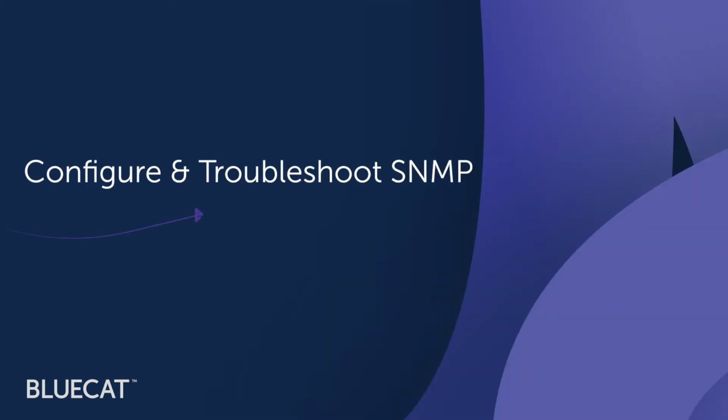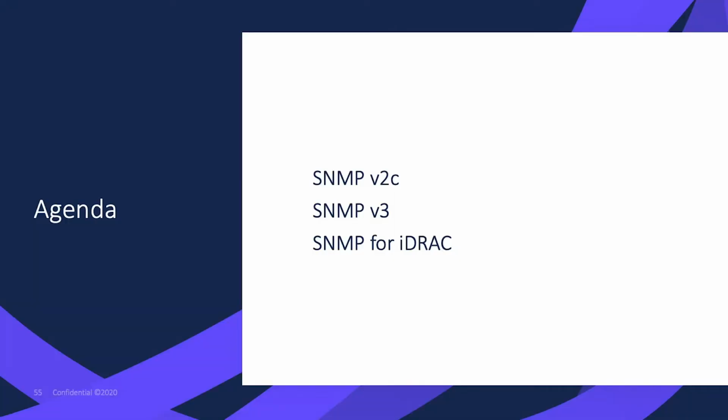Today, we're going to be discussing the configuration of SNMP on BlueCat devices. That's BAM and BDDS. We'll be going through version 2, version 3, and configuration on iTrack.